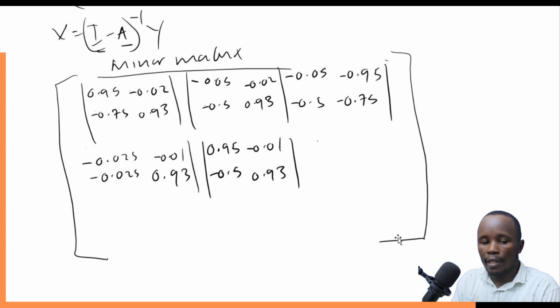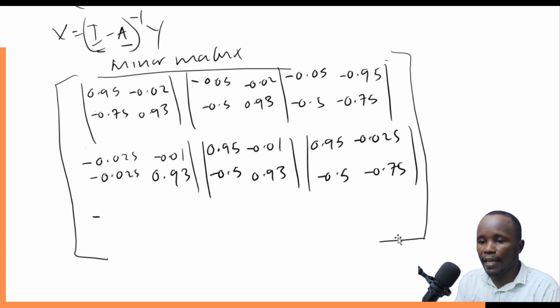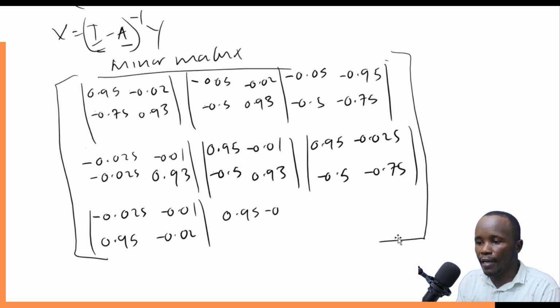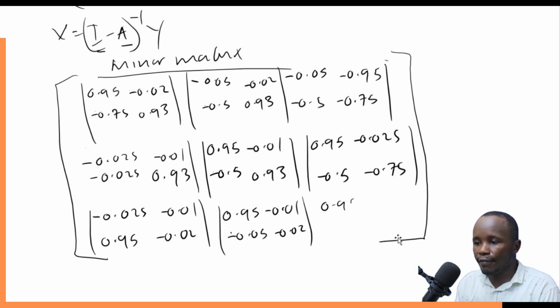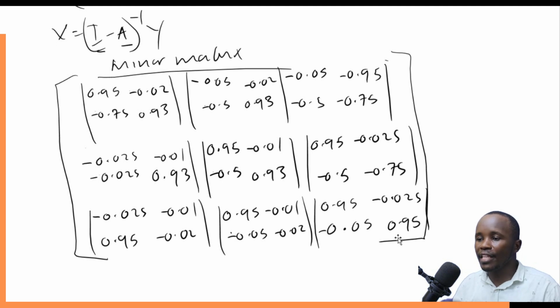Get the determinant. Here we have 0.95 minus 0.025, then minus 0.5 minus 0.75. Get the determinant. Here we shall have negative 0.025, negative 0.01. Here you have 0.95, 0.02. Get the determinant. Here we have 0.95 minus 0.01, then negative 0.05 minus 0.02. Get the determinant. Finally, we shall have 0.95 minus 0.025, then negative 0.05, 0.95. Get the determinant. So that's how we get the minor matrix.